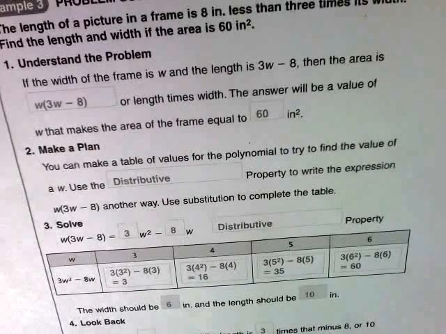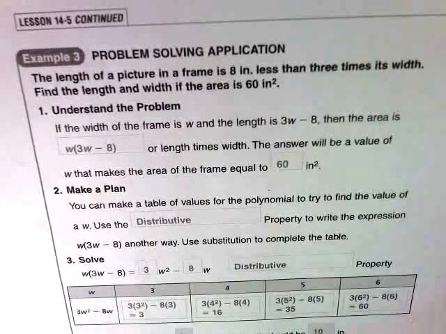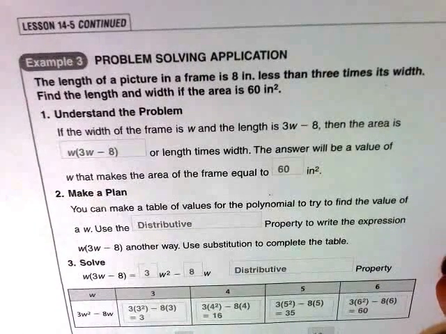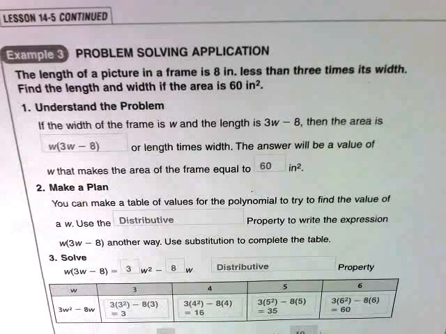Now, as we take a look at the next question here, here's our problem-solving question. It says the length of a picture frame is 8 inches less than 3 times its width. Find the length and width if the area is 60 inches squared. All right, so we're going to call the width of the frame W, and then from that we can generate the length, because what they said here is it's 8 inches less than, or otherwise subtract 8 from that W, but it's 3 times that width. So 3 times W minus 8.